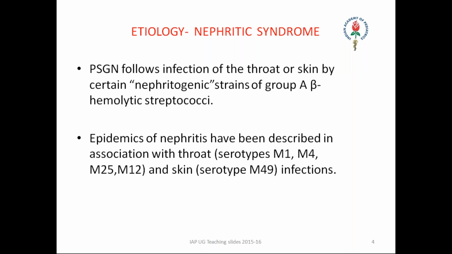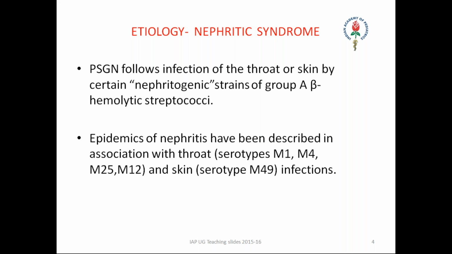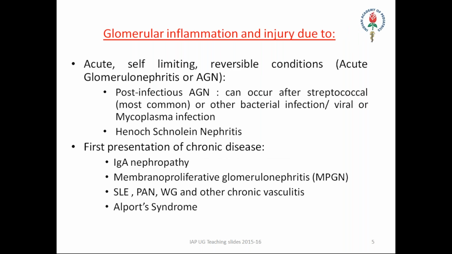Coming to the etiology of nephritic syndrome, you all know that there is a previous infection of the throat or previous skin infections by nephritogenic strains of group A beta hemolytic streptococci. So beta hemolytic streptococci of group A with nephritogenic strains will cause this. The epidemics of nephritis have been described in association with throat serotypes M1, M4, M25 and M12, and skin serotype M49. Serotypes are much less important, but you have to remember group A beta hemolytic streptococci.